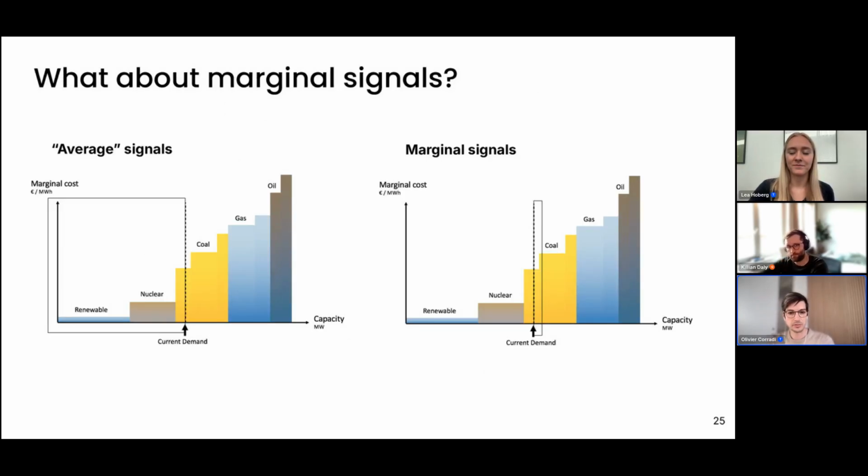Within this, there's basically 2 classes of signals that can be used. They're called average and marginal. Sometimes this comes up, so I think it's important to clarify a little bit here what each have the merit for and what they can be used for.